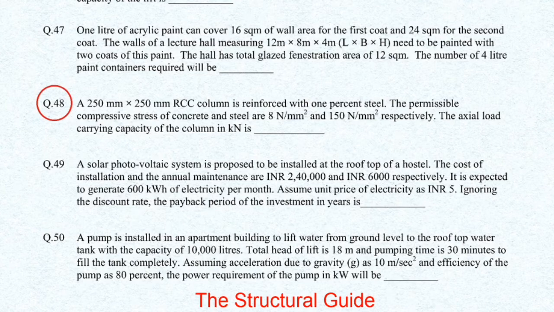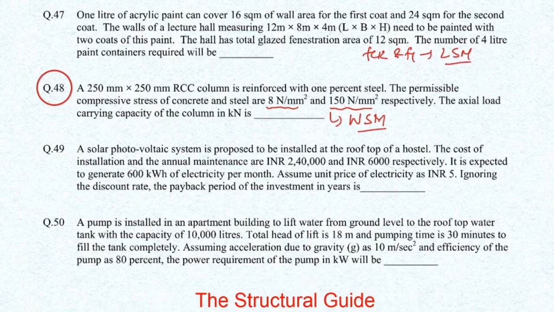Remember one thing here. If the permissible stress are given in this form, that is 8 Newton per mm square and 150 Newton per mm square, they are asking you to solve this numerical using the working stress method. If the compressive stress of concrete and steel are given in terms of fck and fy, then you have to use LSM. So let's solve this numerical using the working stress method.